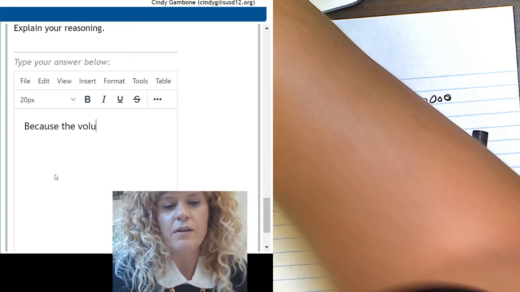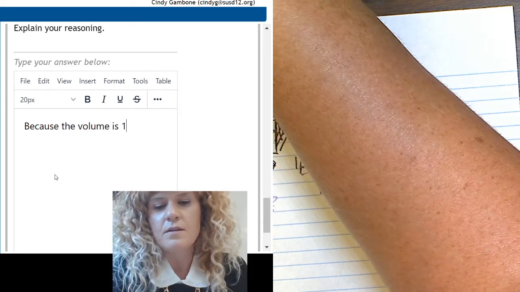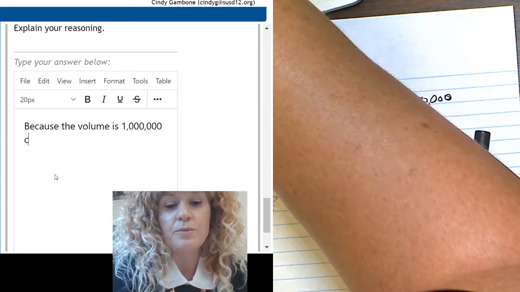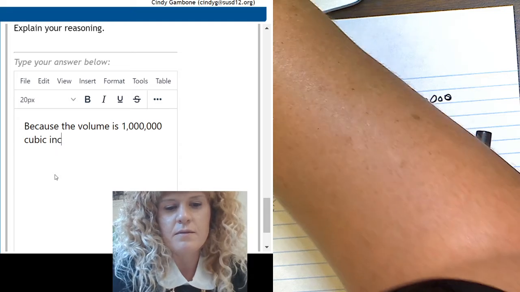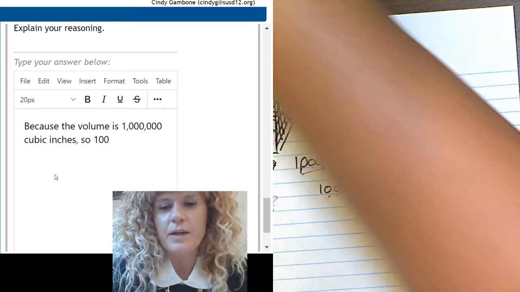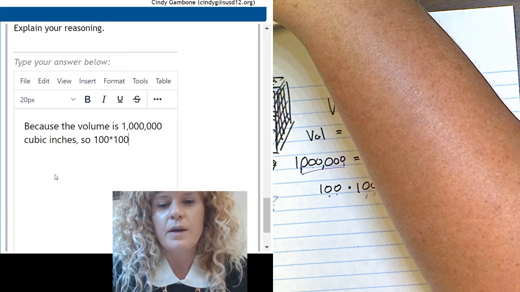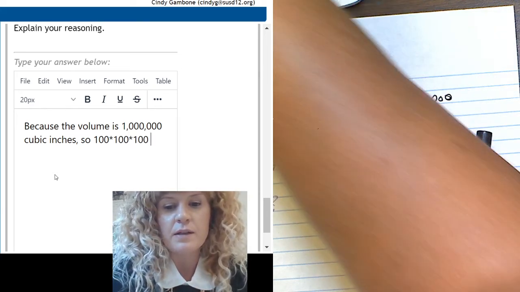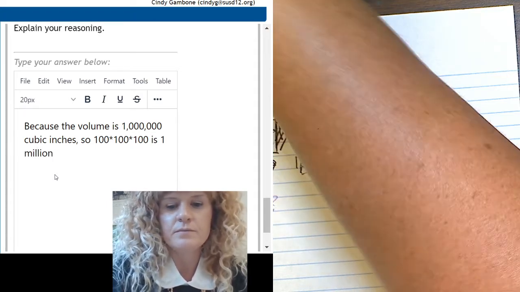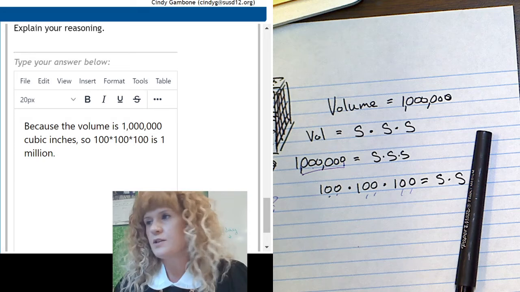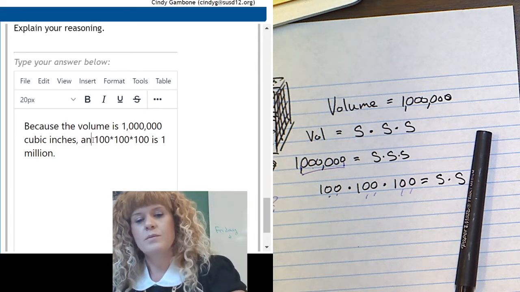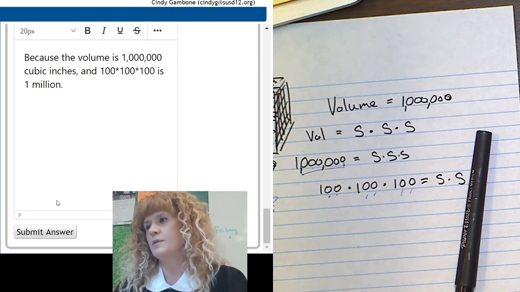Because the volume is 1 million cubic inches, and 100 times 100 times 100 is 1 million. I said so, but I should have said and. And 100 times 100 times 100 is 1 million.